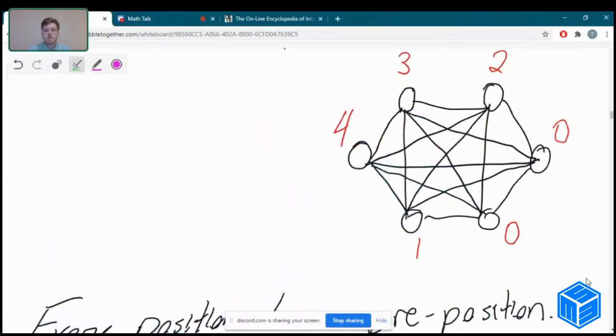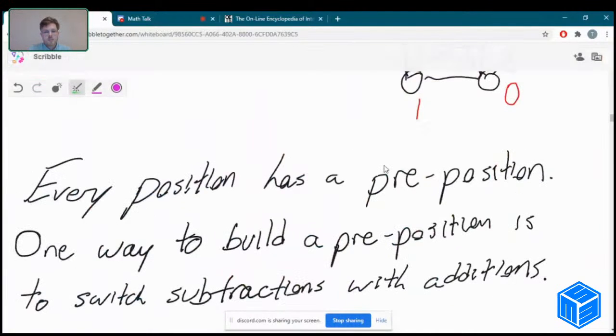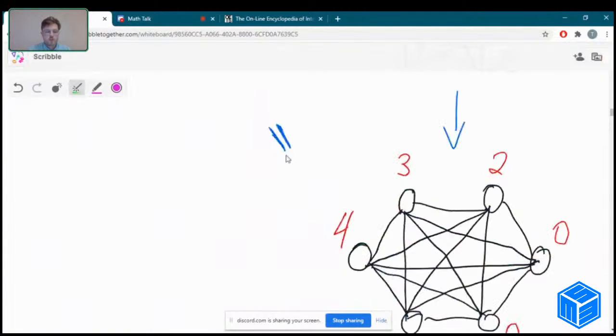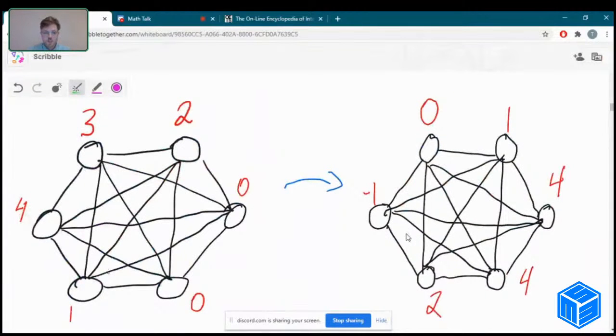Now we're going to talk about prepositions. So you can think, if I start at this position, 4, 3, 2, 0, 0, 1, the game is easily defined for me to figure out what the next position is. I just fire every vertex 1 chip to each of its poorer neighbors. But how could I move backwards? How could I figure out what sort of configuration could have potentially led to this 4, 3, 2, 0, 0, 1?